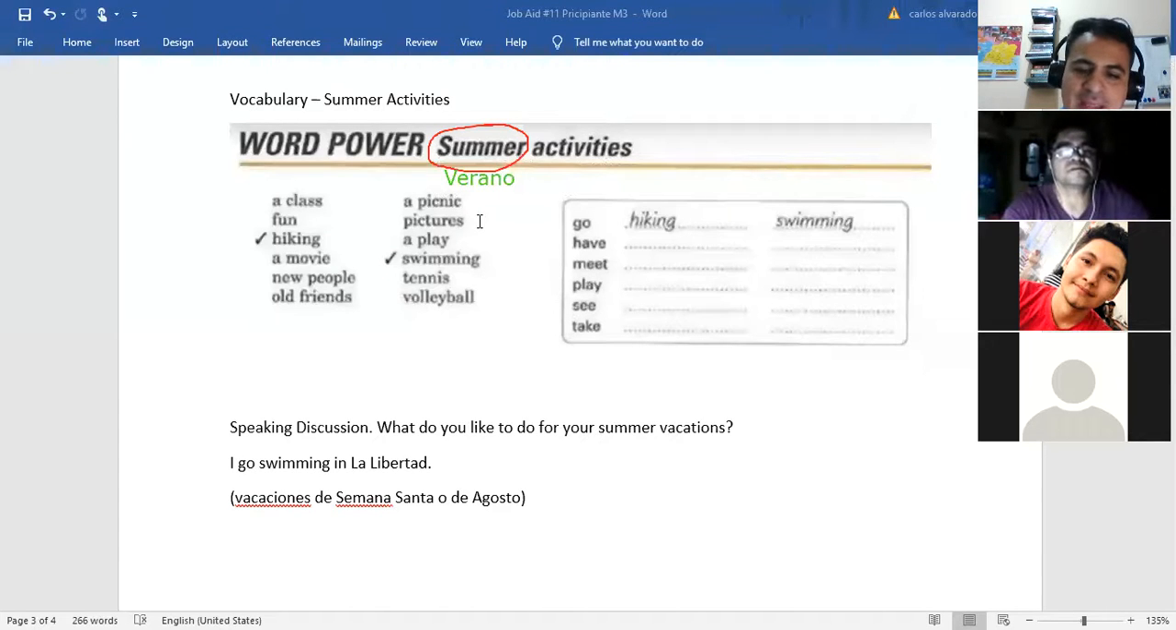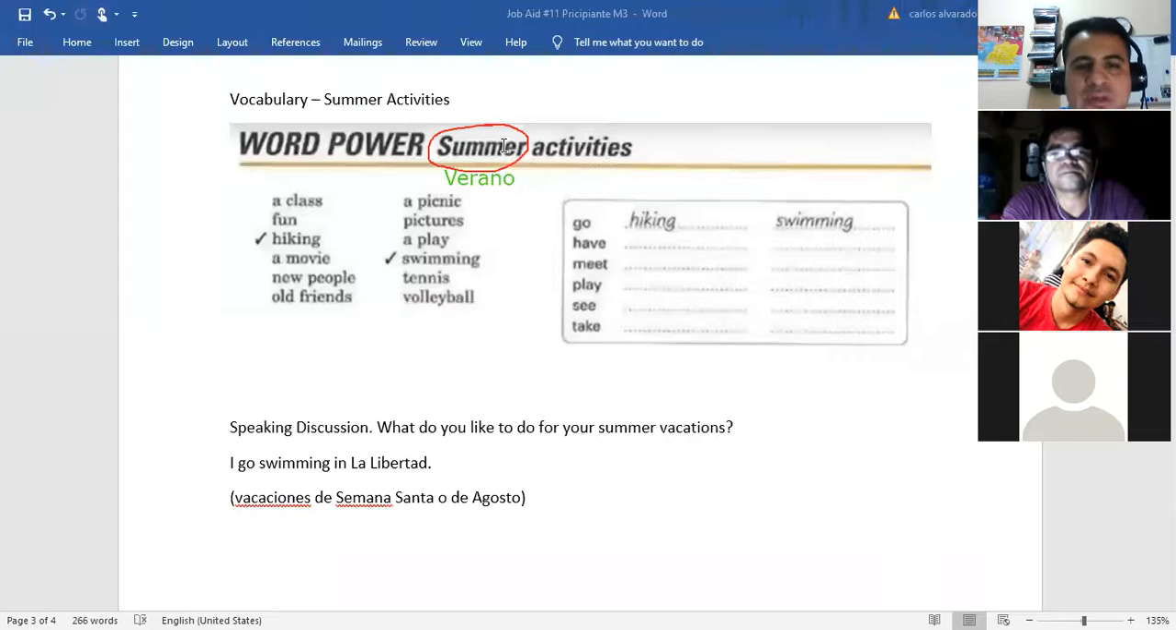Porque en la época de verano aquí, ¿qué es lo que normalmente vemos? Vacation on the beach. ¿Y cómo está el clima? What is the climate? Hot. Very hot. Okay, very good. So, here, let's say, for example, summer activities, right?